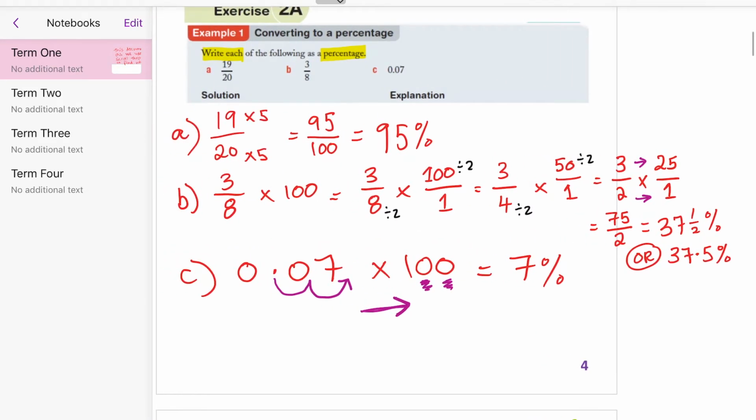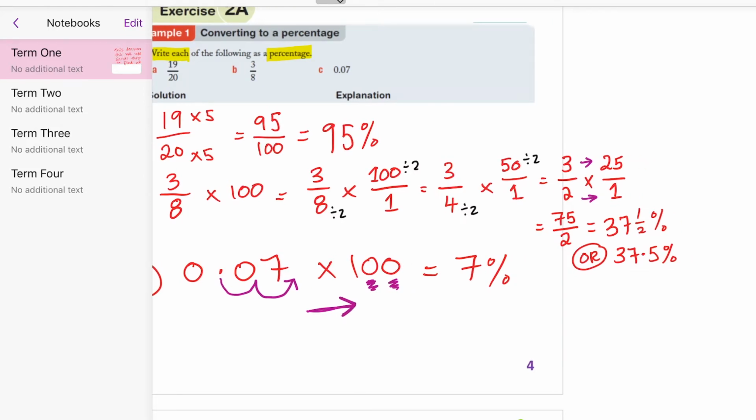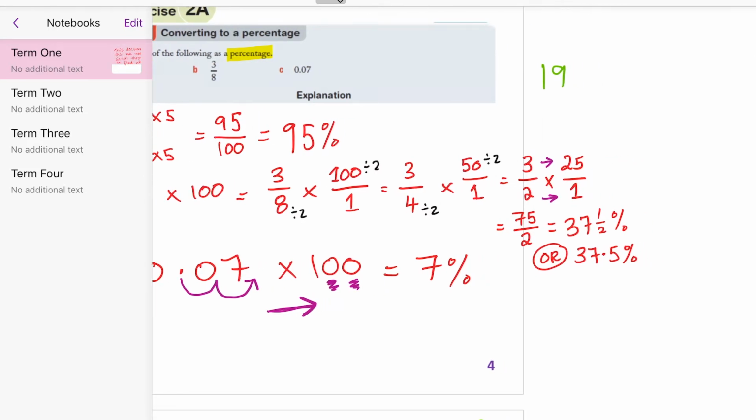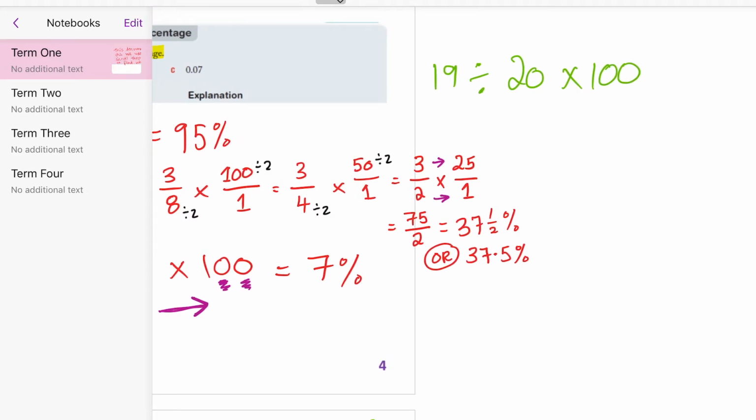So on our first example, okay, so the last one about how to use our calculator, we are changing it from a fraction into a percentage. So if I've got 19 divided by 20, times it by 100 because I want it in a percentage. Press equals. You should get 95 as an answer on your calculator.